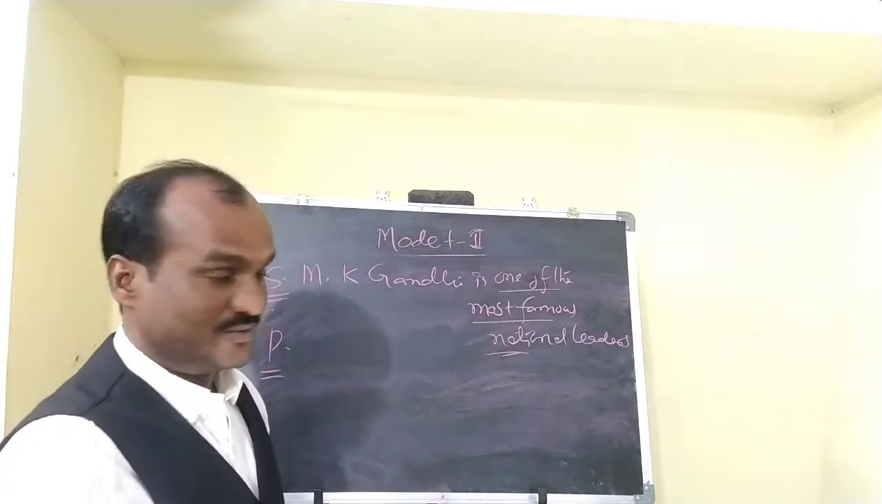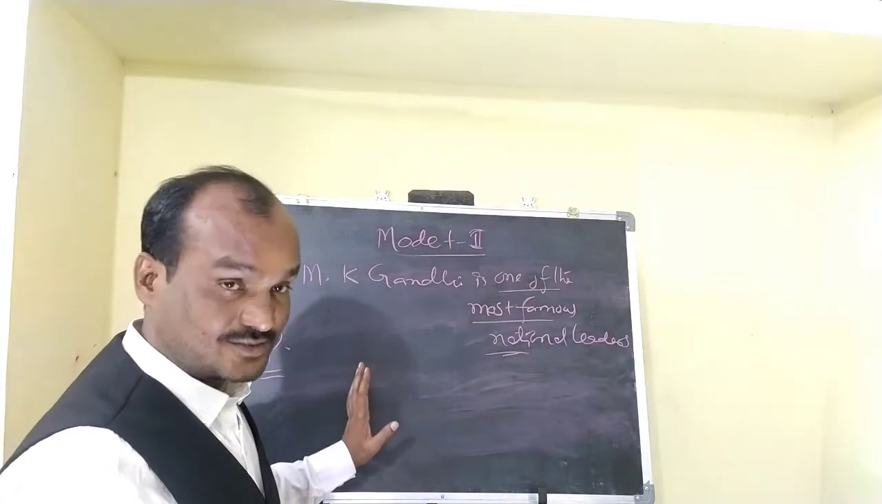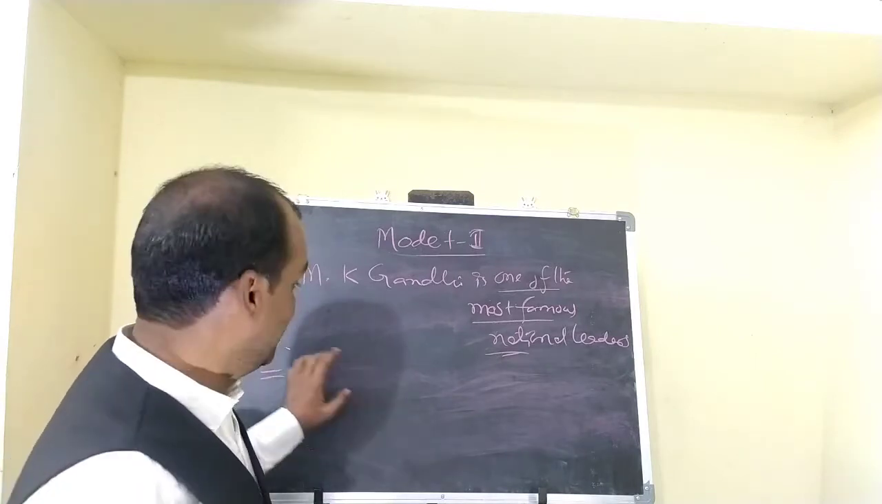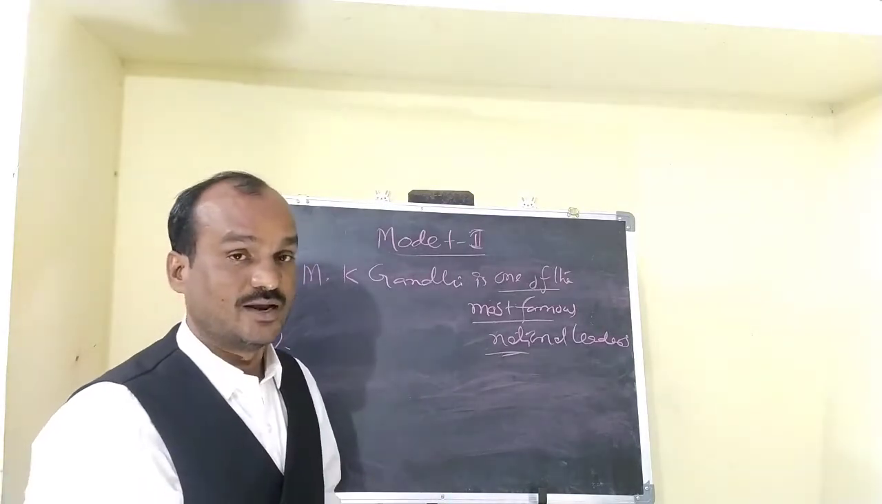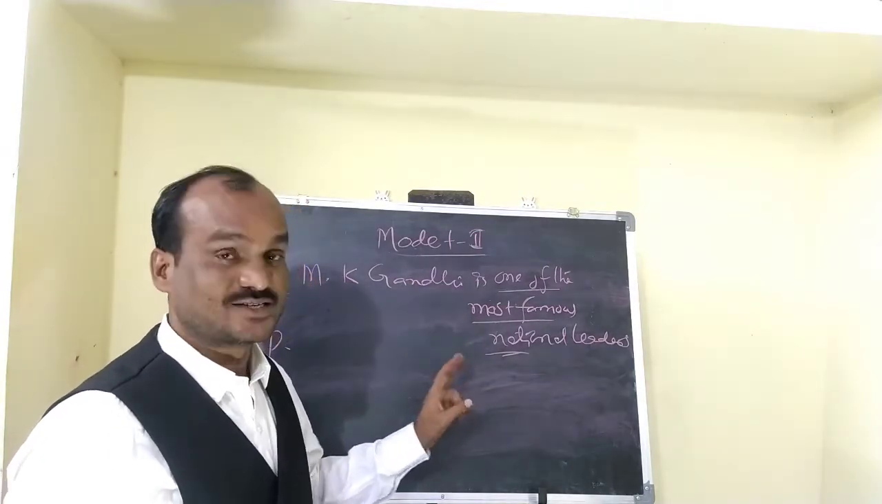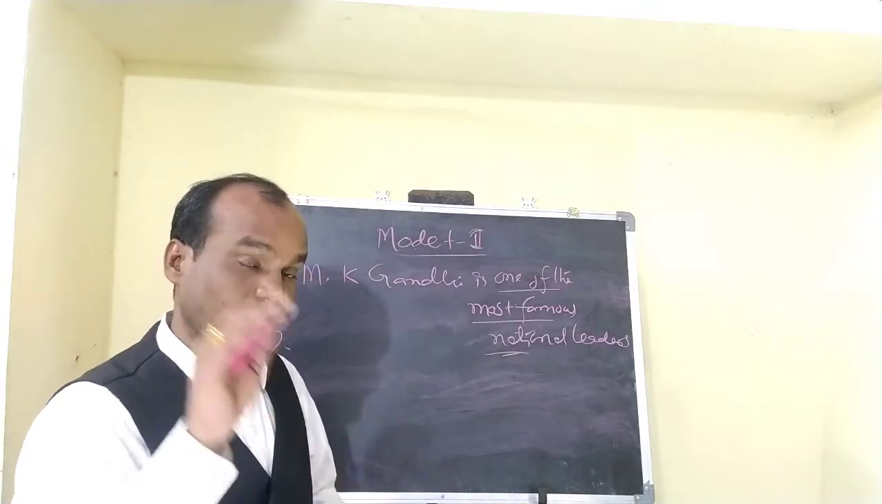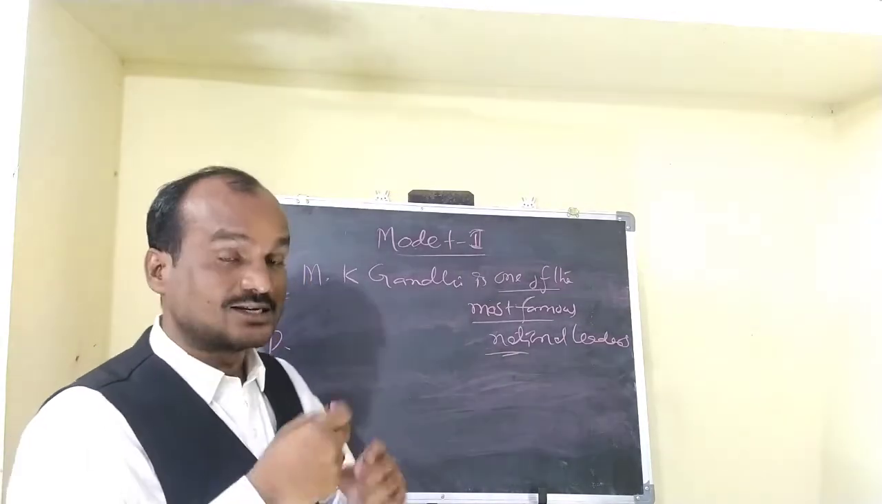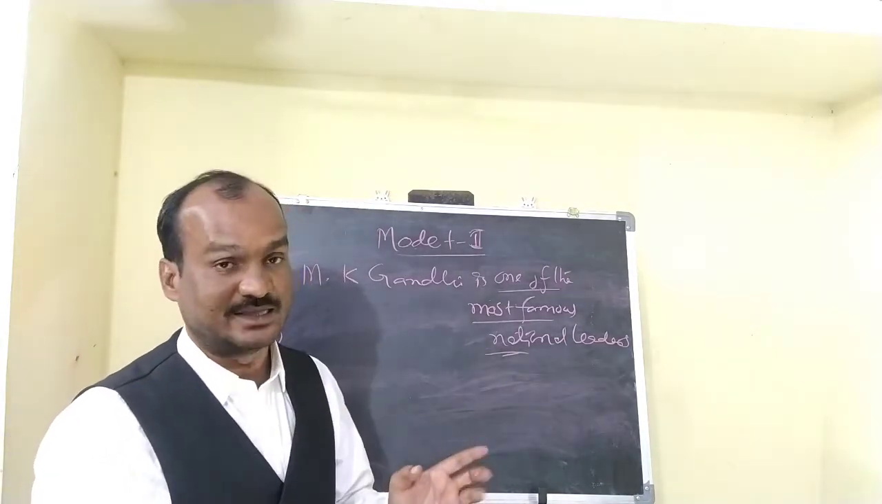So we need to change it into positive degree, right? So this is positive degree. Keep in mind that. So what in the positive model 1? If MK Gandhi is the most famous national leader, it comes under model 1. Then no other national leader is so famous as MK Gandhi. We can write like that.